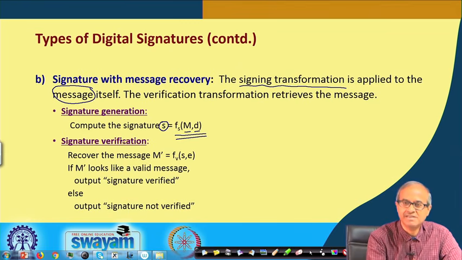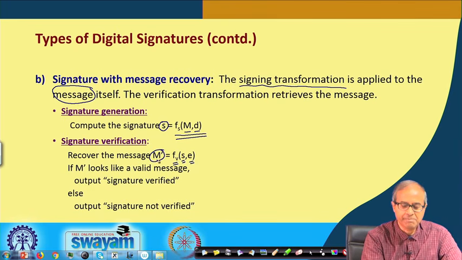So, for verification, the reverse process is done. F v is applied on this signature S using the public key E. So, you are expected to get back the message. Whatever you get, m prime, you verify it.